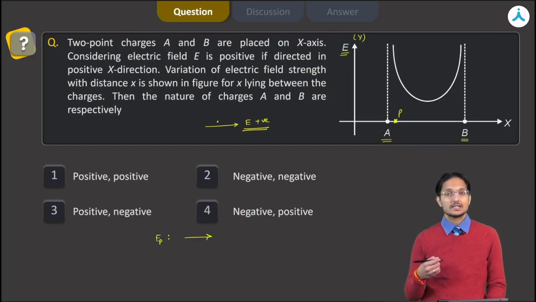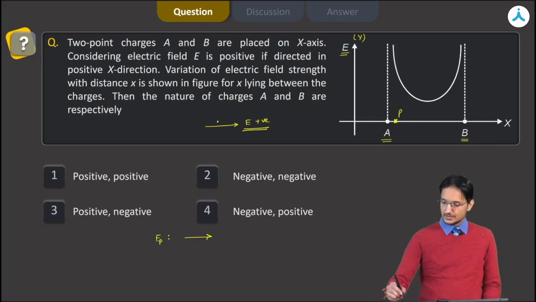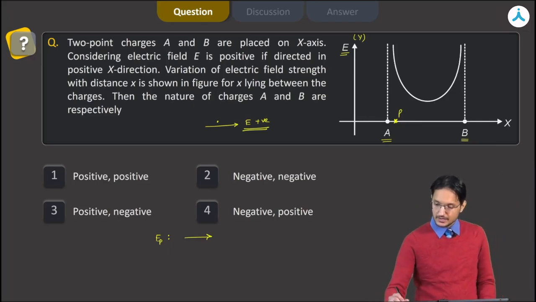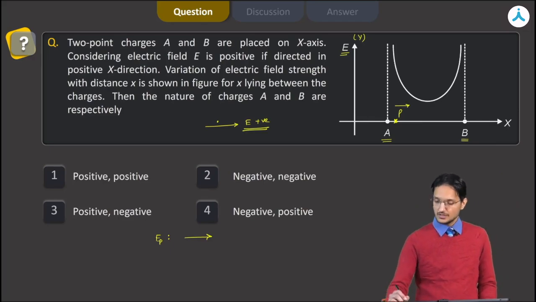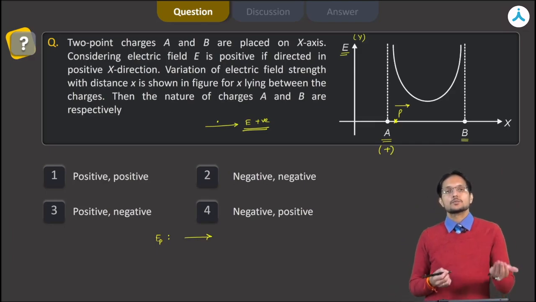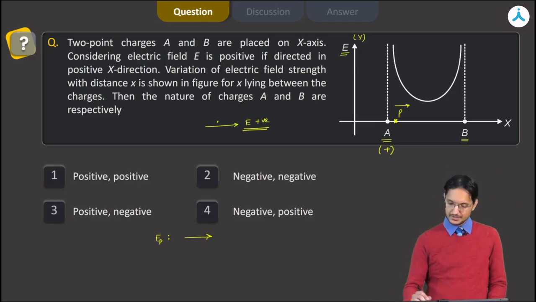That means charge A is definitely a positive charge, since due to positive charges electric field emanate from them. So they go out, they do not go in. Alright. So since electric field at this point is towards right, that can only happen when this charge is positive, because only then the electric field will be pointing away from A. So what do we conclude? That A is definitely positive.